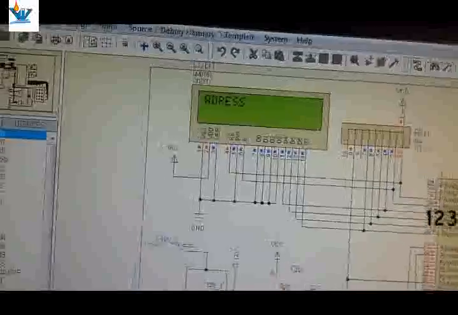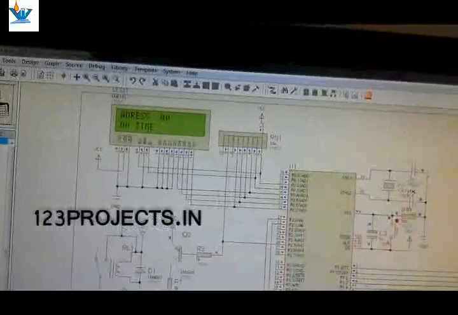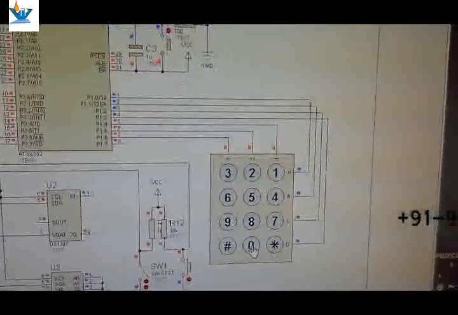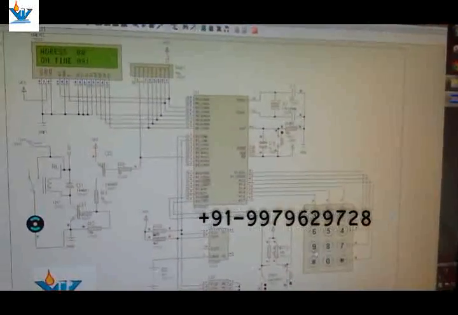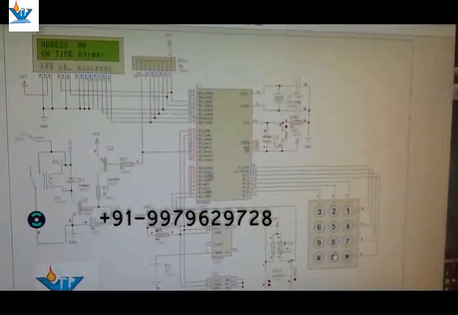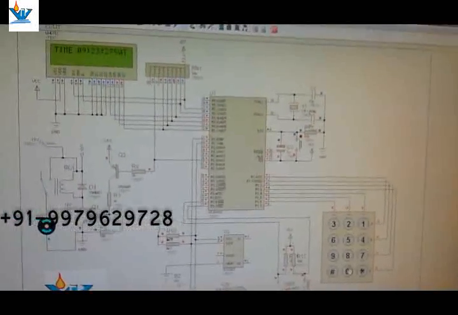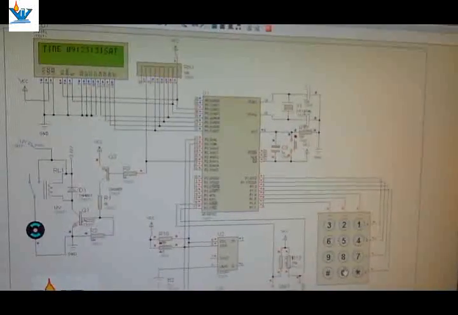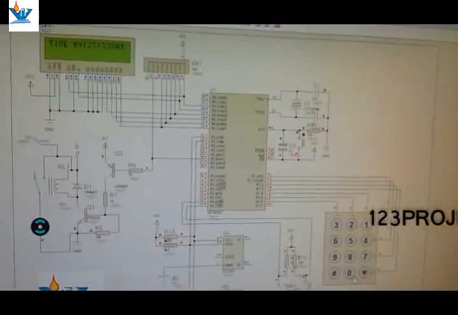Now we have to press address. First of all, we will set address number 00. So the alarm time 0. Now we have to enter time. We will enter time in 24 hour format, 090000. So the alarm time 0, the first alarm time, is set in APROM, which is 9 o'clock.